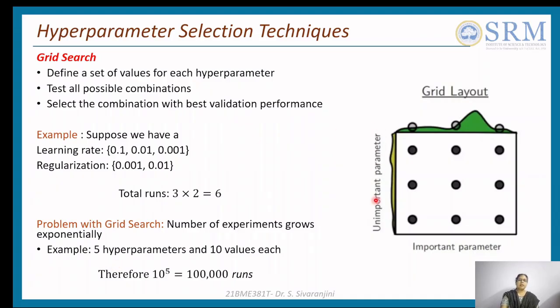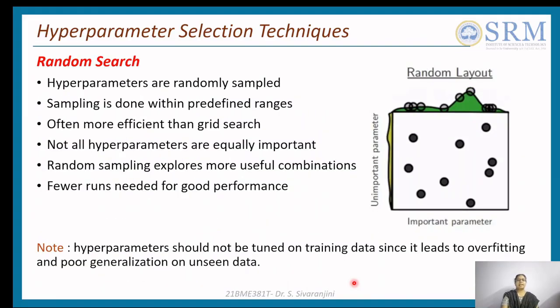So what other method can be used for easier hyperparameter selection? Another one is the random search. This is where the hyperparameters are randomly sampled within predefined ranges. We define some ranges and take random samples for each hyperparameter. If you have a learning rate hyperparameter, we take a value randomly within a defined range. This is often more efficient than grid search.